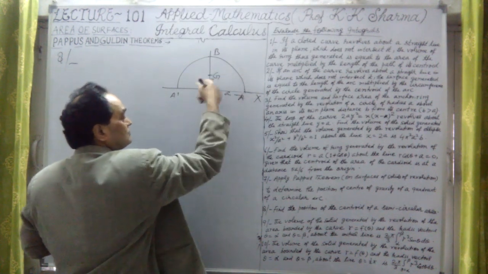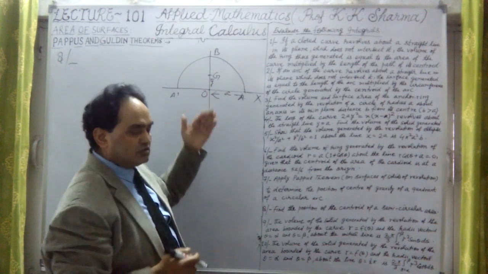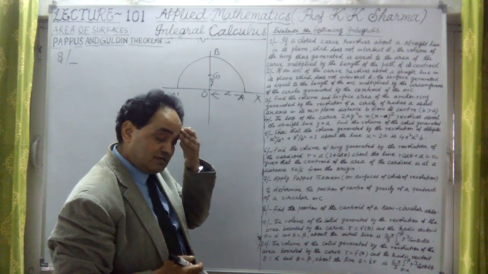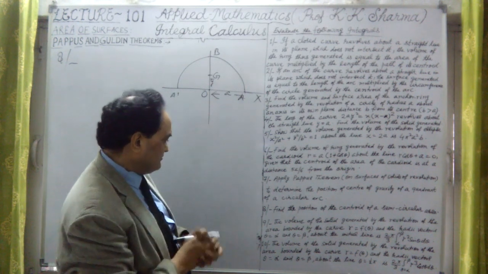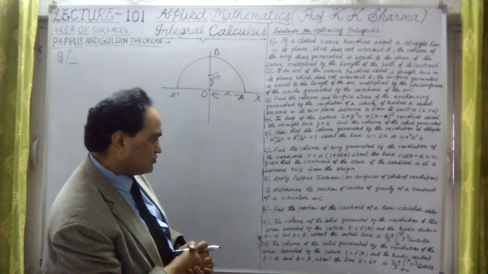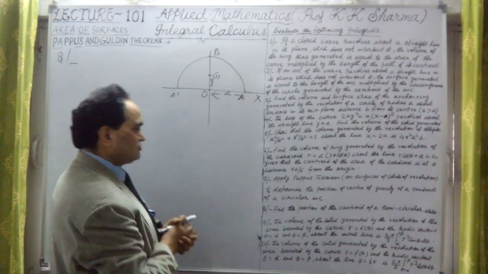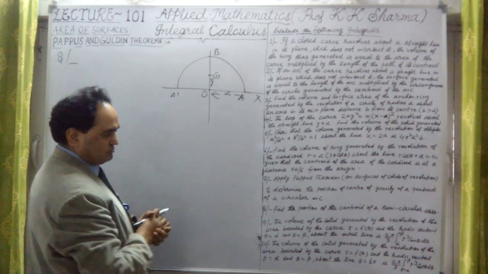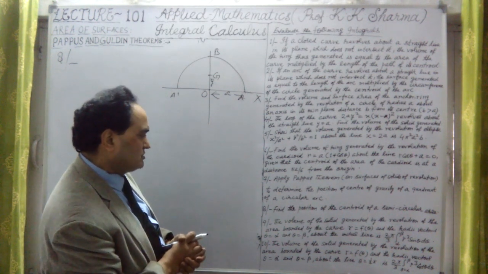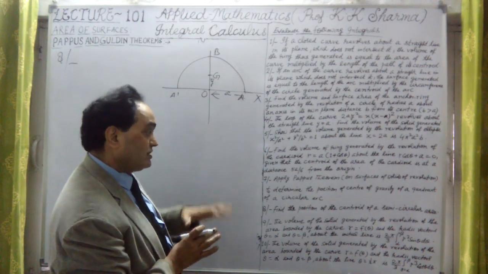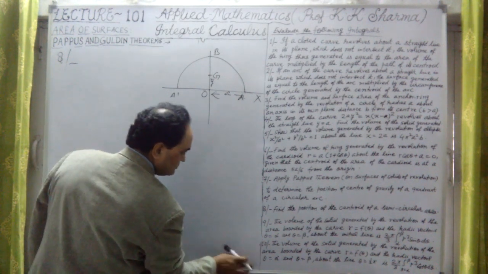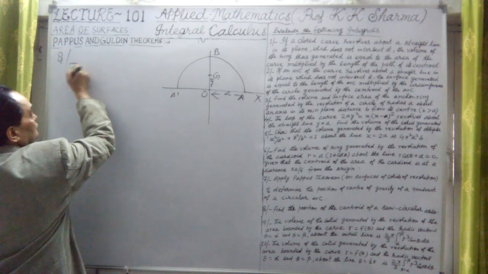Now if this semicircle is revolved, then a whole sphere will be obtained. So what is the area of the sphere? That is equal to the area of this, from the position of the centroid of the semicircular area. If I have to find the volume, but only the centroid of the circular area is given, so we have to calculate the area. No problem. Now, the solution.